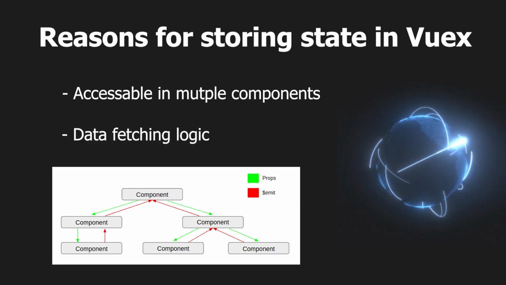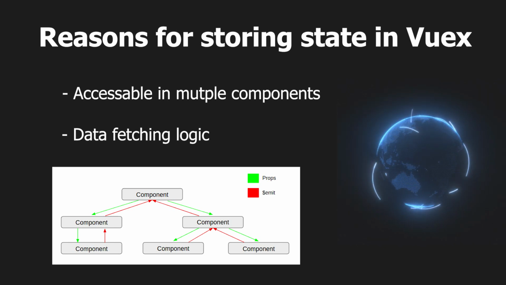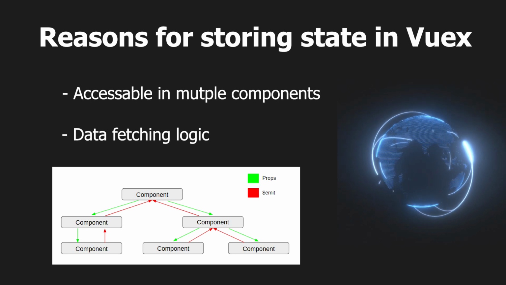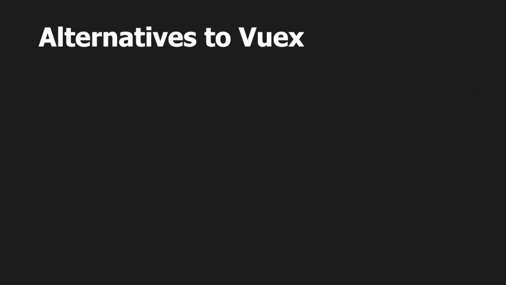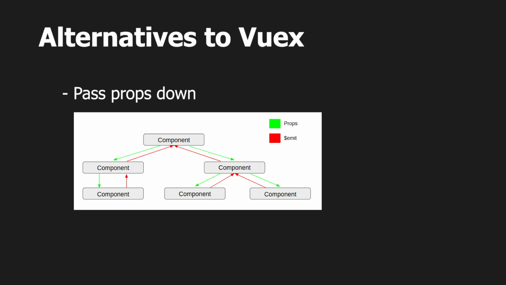API calls can be expensive operations, but if we use Vuex Store, the data can be fetched once and used everywhere. I also just want to briefly touch on some alternatives to using Vuex before we dive into determining when to store state in Vuex. The first and most obvious is to simply pass props down to child components. Oftentimes, the simplest solution is also the best solution.